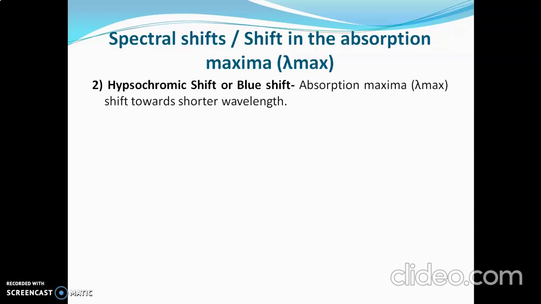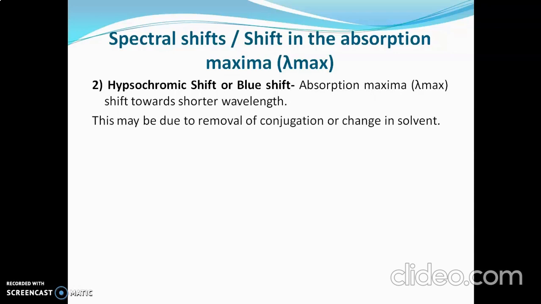Next shift is hypsochromic shift, or blue shift. It is exactly opposite to the bathochromic shift. Absorption maxima shift towards shorter wavelength, that means towards the blue radiations, and that's why it is called blue shift. This may be due to removal of conjugation or change in solvent. That means if we remove the conjugation, if we reduce the unsaturation, the blue shift, hypsochromic shift, will occur. Or if we change the solvent, hypsochromic shift will occur. We'll see an example of change in solvent.